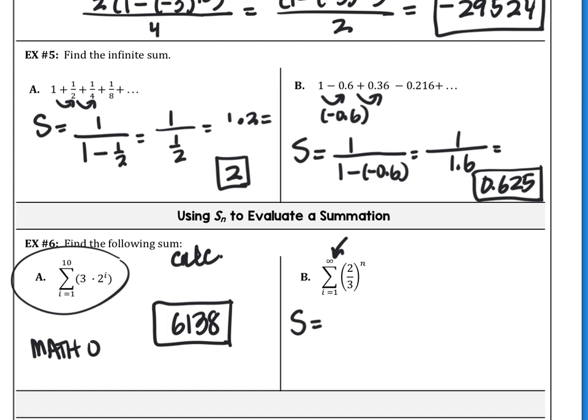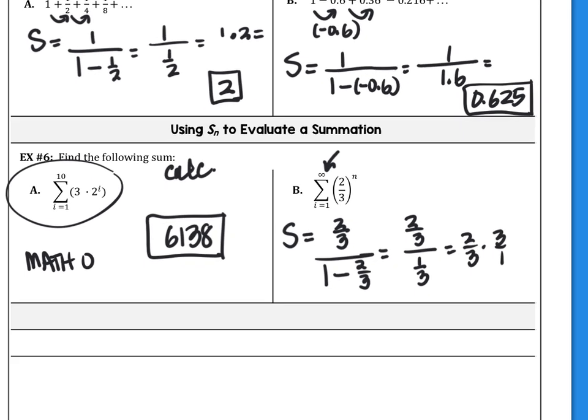This would be first term, and if we plug in a 1 for n, it would be 2/3. On the bottom, 1 minus r, and r is 2/3. So you just got to know when you must use your formula. So 2/3 over, that would be 1/3, which is 2/3 times the reciprocal. So this one happens to be 2.